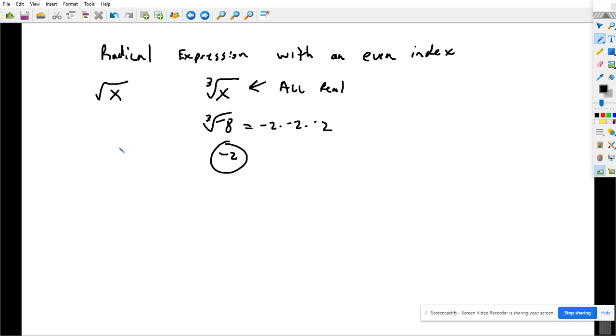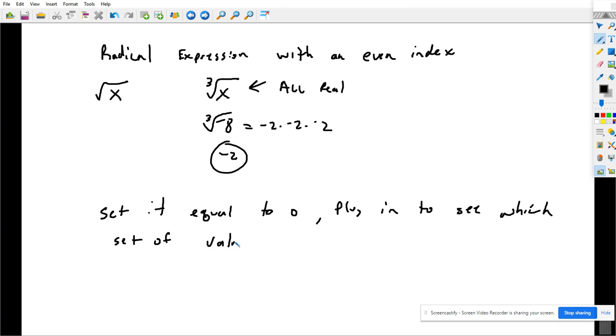So to find the domain for radicals, we just can't have negatives underneath an even indexed radical. Okay, so again, we do the same thing. We set it equal to 0, but then we see which would make, okay, so then plug in to see which set of values are negative under the radical.